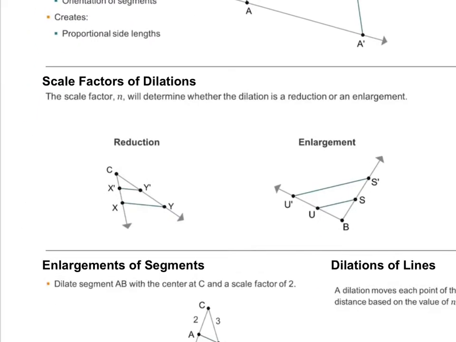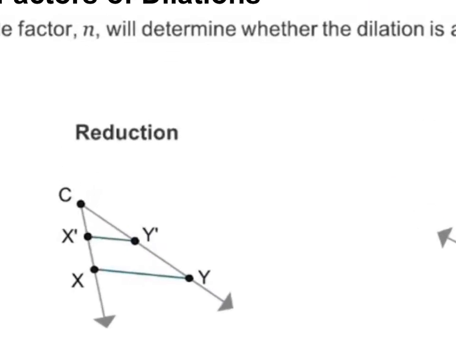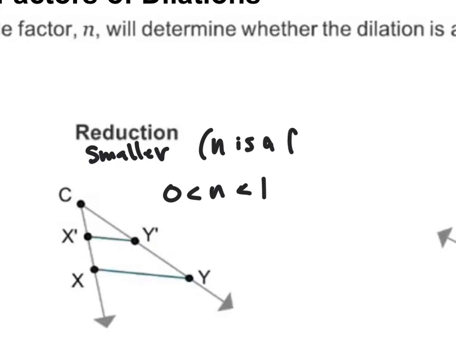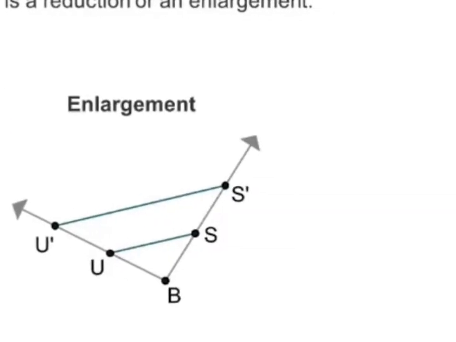We also talked about the scale factor of n. It will determine whether the dilation is a reduction or an enlargement. A reduction means it gets smaller, which means that n is between 0 and 1, so n is a fraction. An enlargement means that your scale factor n is greater than 1, and that means it gets bigger.